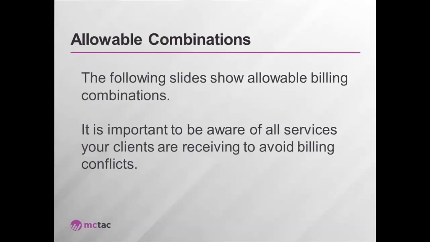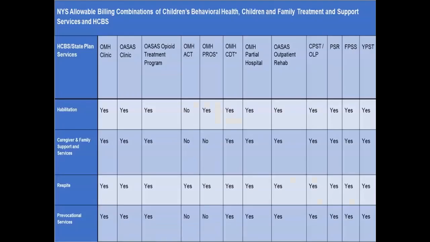One of the things we have here, at least for the children's services in the billing manual, is that there are certain combinations of services that can and cannot be billed simultaneously. So it's important to be aware of what services your clients are receiving. We get a lot of questions about how you would know that. You can ask the family, but if the family is enrolled in the health home, you can also talk to the health home care manager and the Medicaid managed care plan. They should be able to tell you.